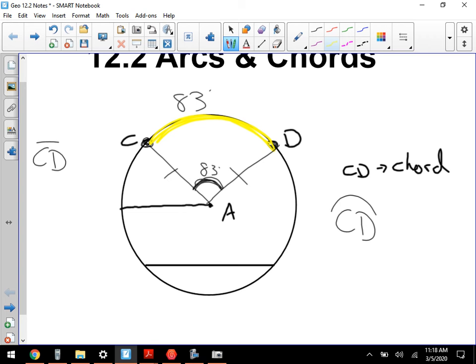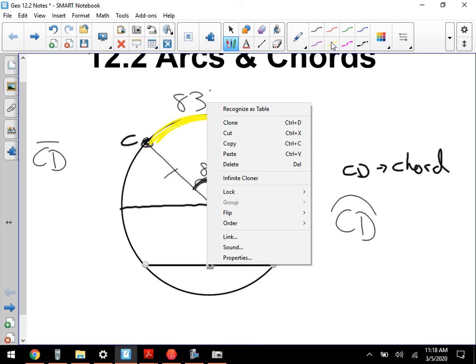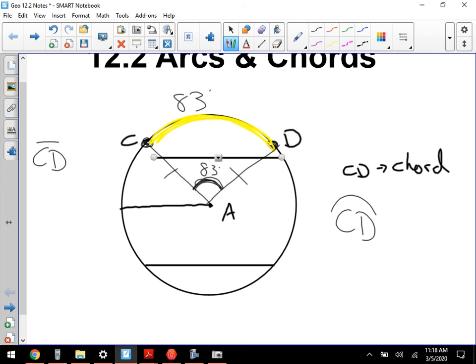What's going to happen is, when you wind up with chords of the same length, or chords that are in fact congruent to one another, those chords have to run into the same amount of the circle. All right? They have to. It won't work otherwise. Now, that makes this part 83.